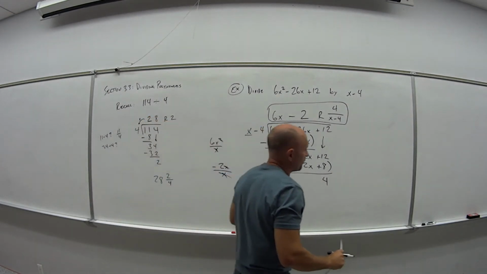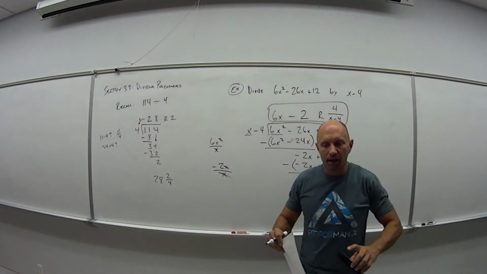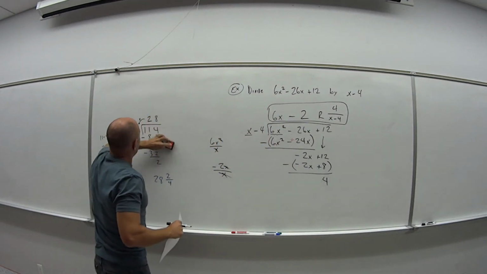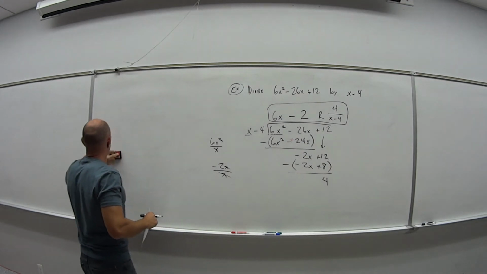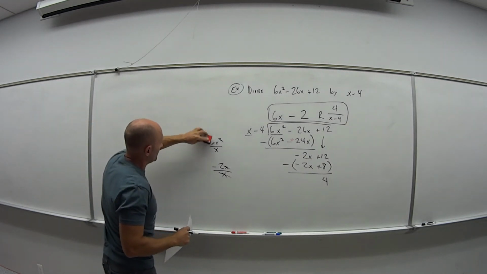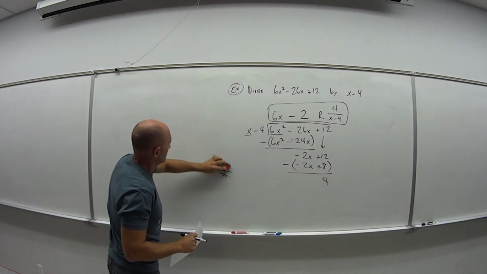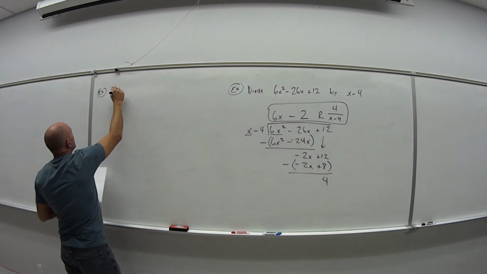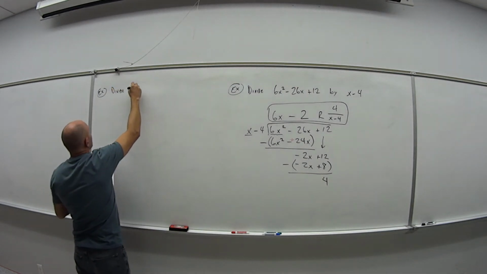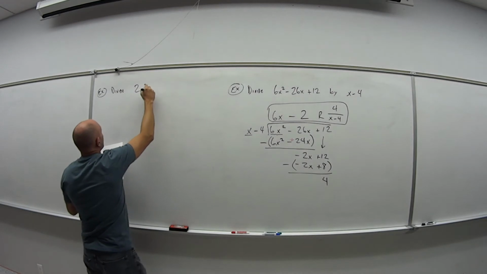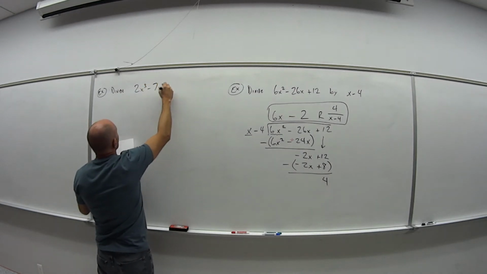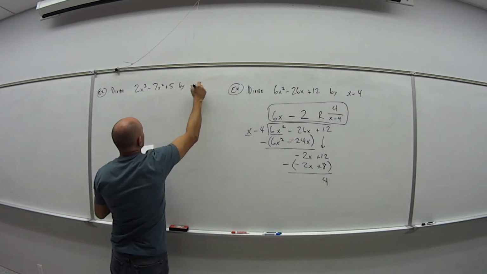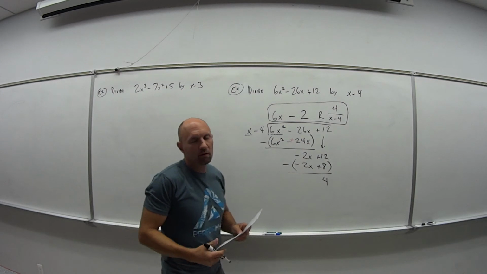So let's try another one. And again, I'll write this example down. Go ahead, get some practice, see if you are picking up the concept. I'm going to erase these two here, so if you need it, go ahead and pause. For this one, I want you to divide 2x to the third minus 7x squared plus 5 by x minus 3. Now, before you hit pause, hold on.